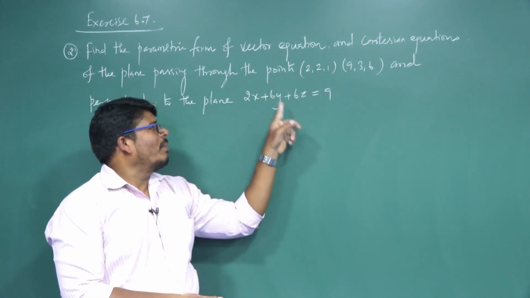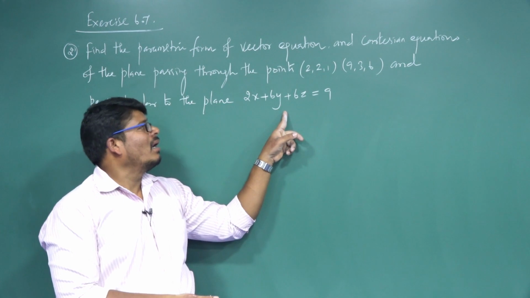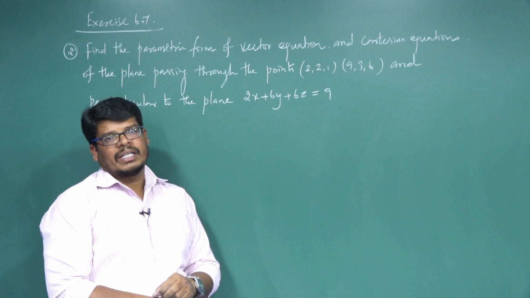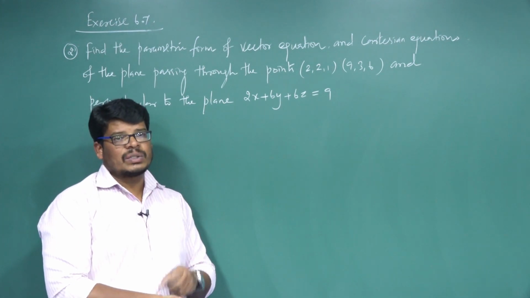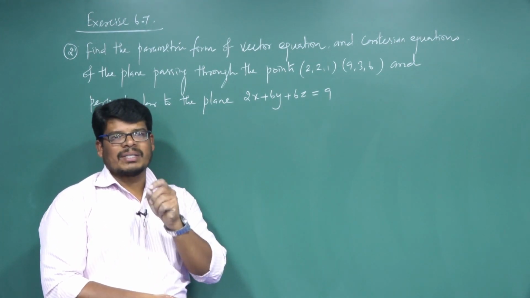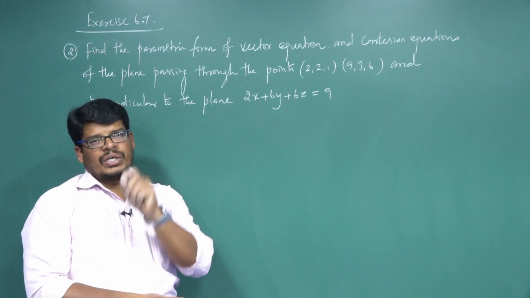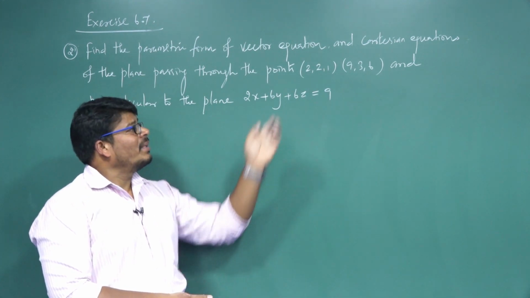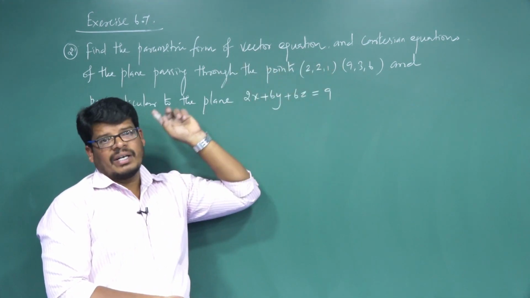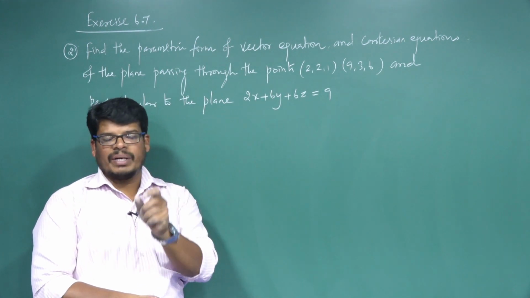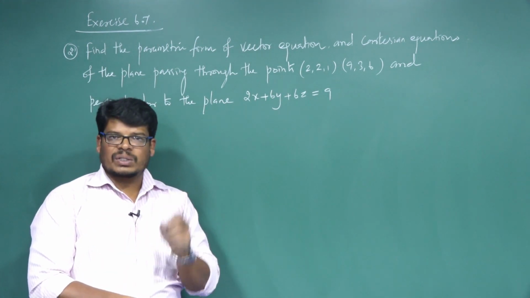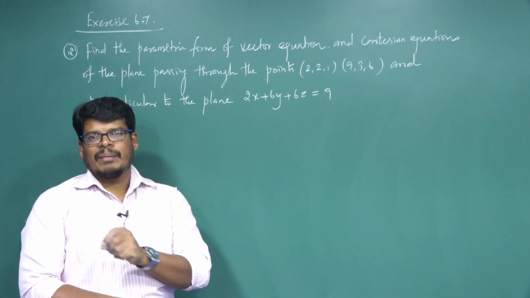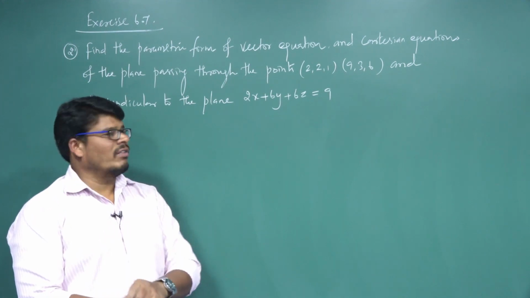Given 2 points and 1 parallel vector, the equation of the plane. First, find the parametric form of the vector equation. The parametric form of the vector equation with 2 points is r vector = a vector + s(b - a) + t(u vector), where u is the parallel vector. And the Cartesian equation given 2 points is the determinant of x - x1, y - y1, z - z1; second row x2 - x1, y2 - y1, z2 - z1; and L, M, N, where L, M, N are the parallel vector, equal to 0. That is the Cartesian form.